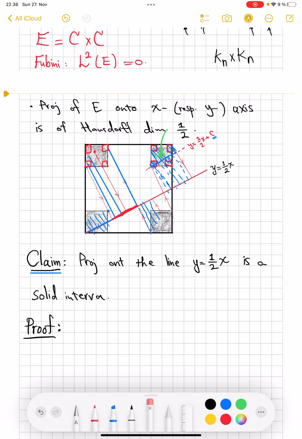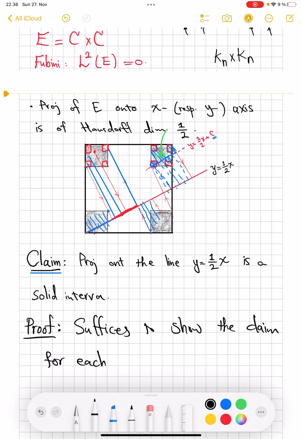So then you can say that the proof will be just, it suffices to show the claim for each Kn times Kn. So the picture I had showed K2 and then K3 maybe steps, and that's the end of the story. In particular, we can exactly compute how much this will be. This will be the length from here to here.